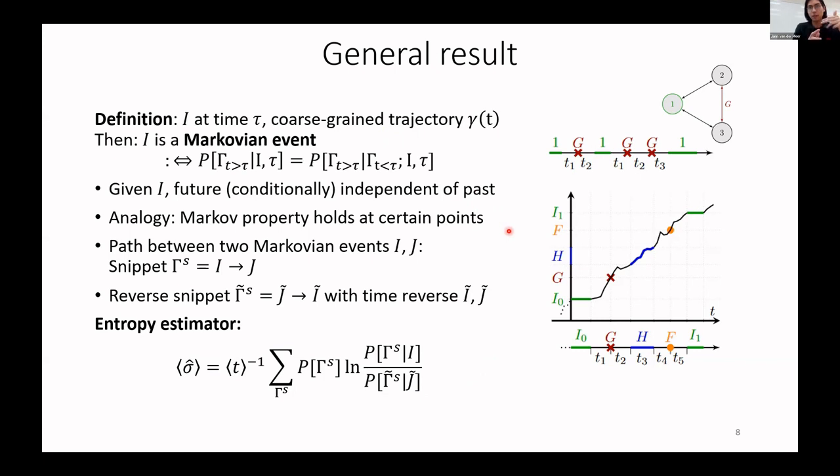And going from one Markovian event to the next one, we can even include non-Markov information in our snippets, like the symbol G we did before. And in this sense, this is a dynamical unit which we can plug in here into this entropy estimator. So this concludes the first half of my talk.